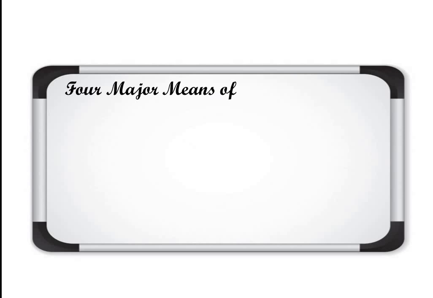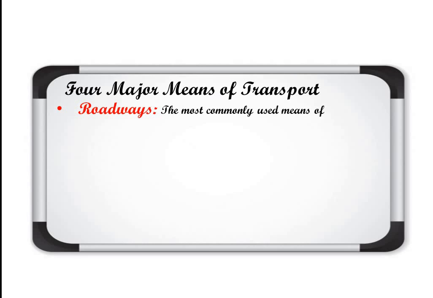Now, four major means of transport. As we already covered, the four major means of transport are roadways, railways, waterways and airways. So we will recapitulate all four now. The first is roadways. The most commonly used means of transport for short distances is roadways. Obviously, people prefer to go by road when they cover short distances.